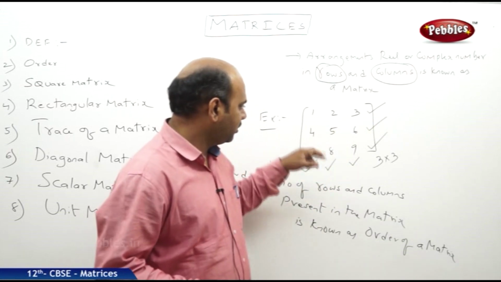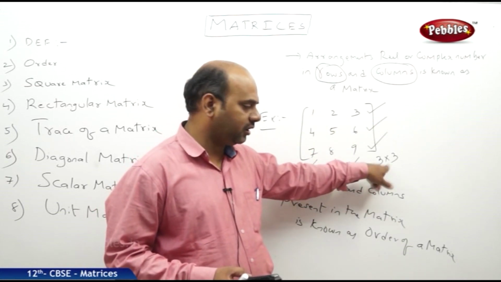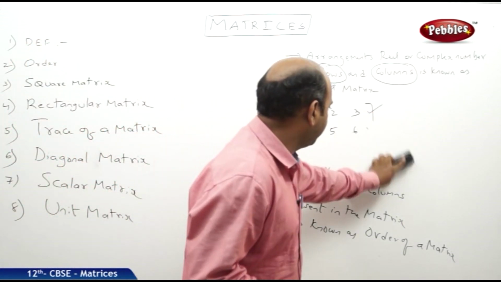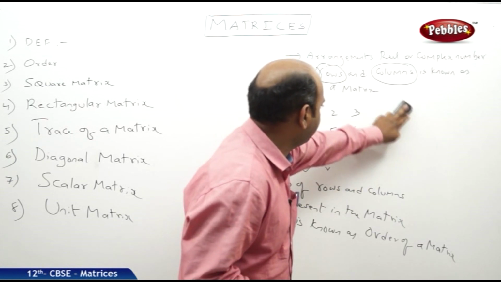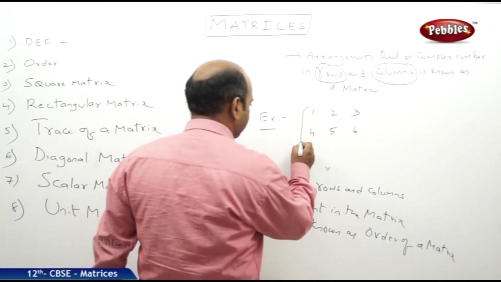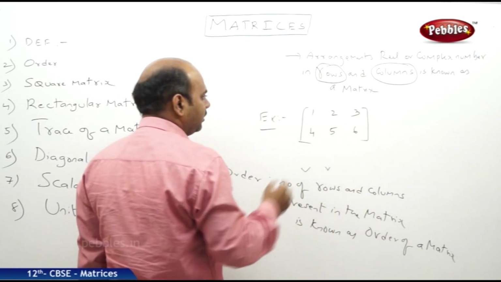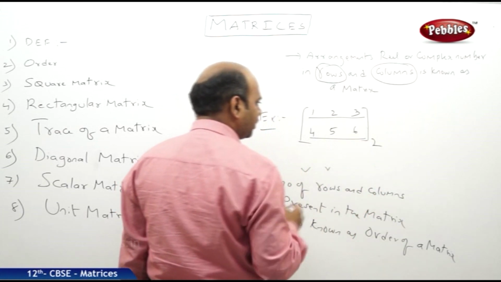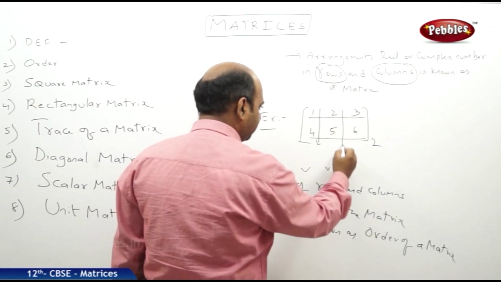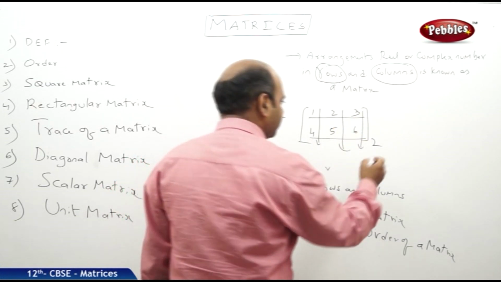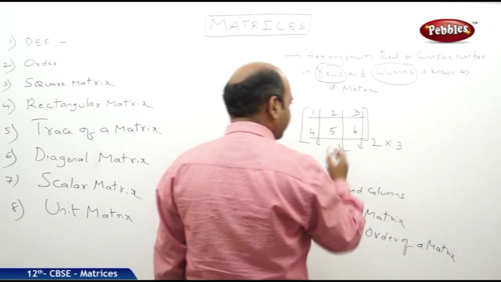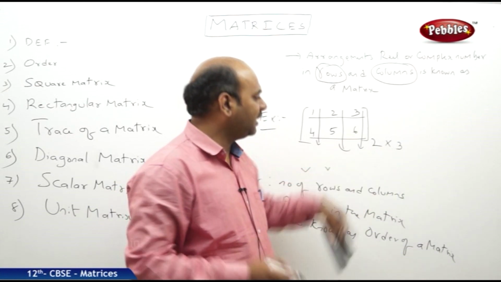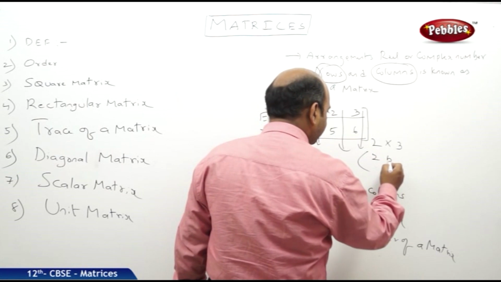So here there are 3 rows and 3 columns, so its order is represented by 3 by 3. Another example: if I delete the last row, what happens? If you observe carefully, this is one row, this is one row. So there are 2 rows. This is a column, this is a column, and this is a column. So there are 3 columns. Therefore, the order of the matrix is represented as 2 cross 3, but we will read it as 2 by 3.